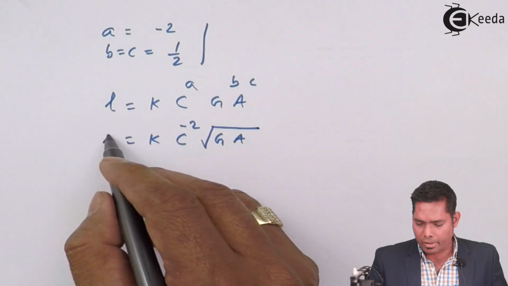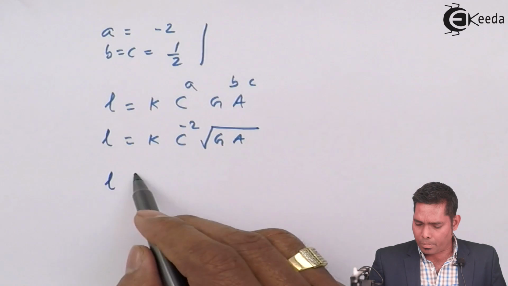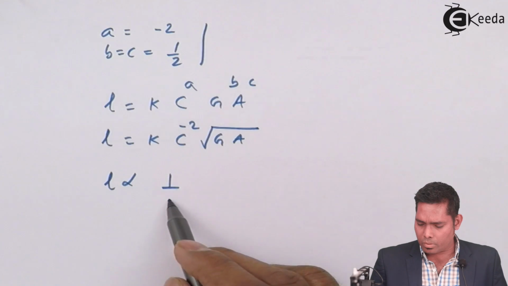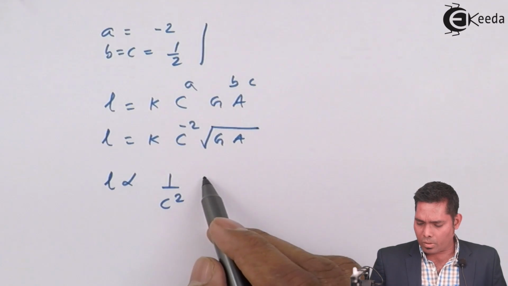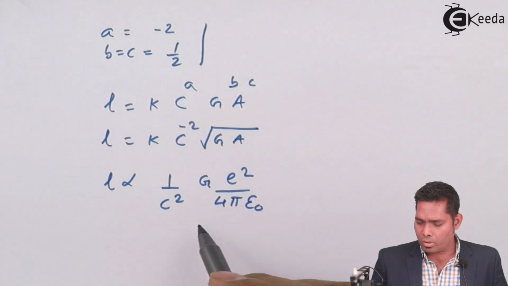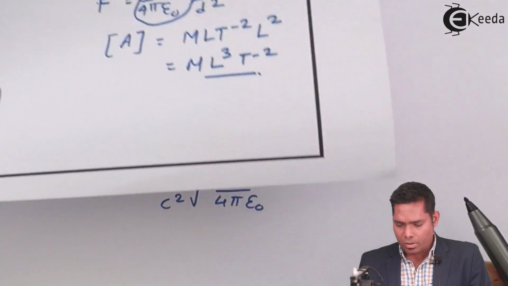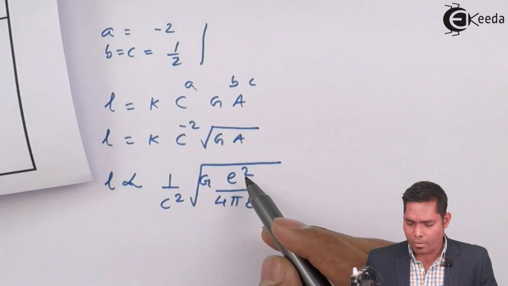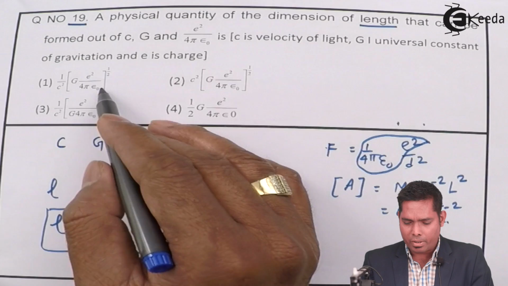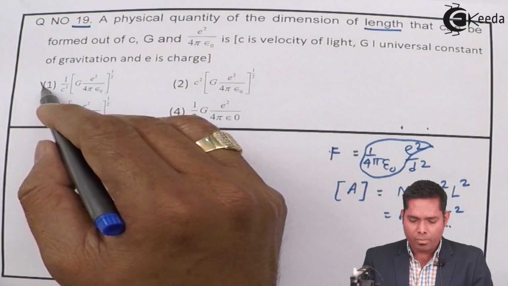So L is proportional. If I consider this as 1, then L is proportional to c square, which will come down. And G and h, G and h was e square over 4 pi epsilon naught, and this will be under the root. That will be proportional to that. If I see, all of the power is half, root or power half. So G e square over 4 pi epsilon naught, power is half, times 1 by c square. So therefore this is option number 1.